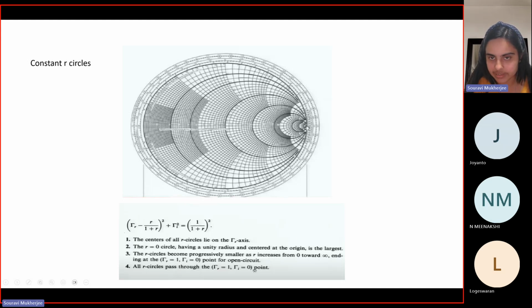And at this end, when you put r tending to infinity, you can see that r by 1 plus r will tend towards 1. So this term corresponds to the 1 comma 0 point. And all our circles pass through this point, as you can see. So all our circles pass through the 1 comma 0 point, and this is our open circuit point, while this corresponds to our short circuit point. So this is for the constant r circles.